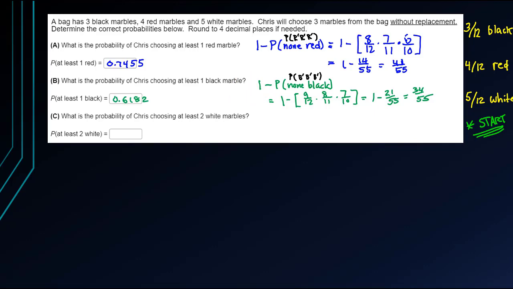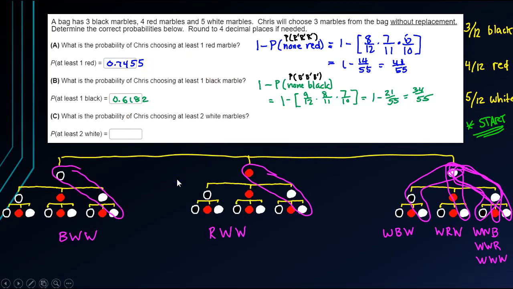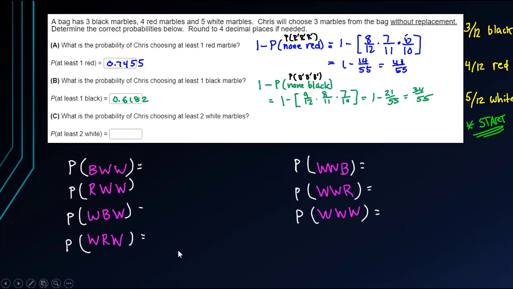Now, with at least 2, I don't have the exact opposite effect here. I still have to go with what we did before, all these probabilities. I'm still going to do them, but how I'm going to calculate them is a little bit different, because the probability of getting a black on the first draw is 3 out of 12. And then I'm going to have a white on the second one. That's going to be 5 out of 11. I still have 5 white marbles, but there's only 11 marbles to choose from.